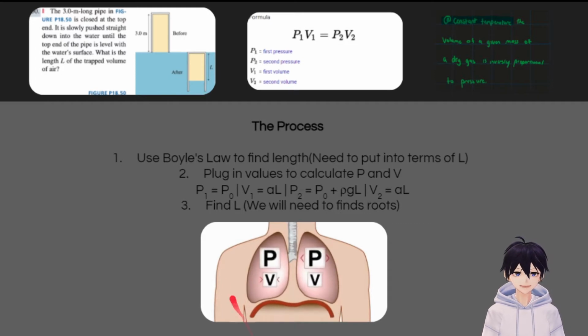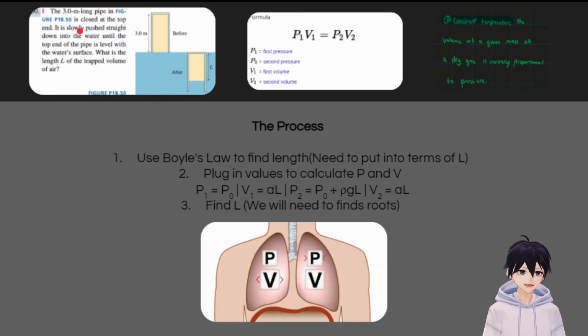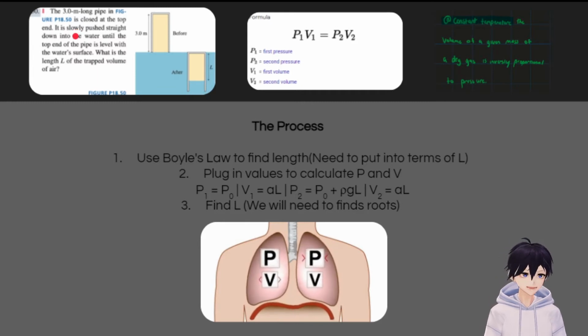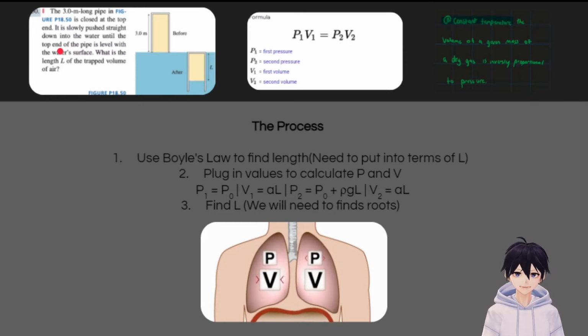Let's get into our question. Our question states that we have a 3-meter long pipe that is closed at the top end. That pipe is slowly pushed into the water until the top level of that pipe is level with the surface of the water, and it's asking us what's the length of L. So this L right here.